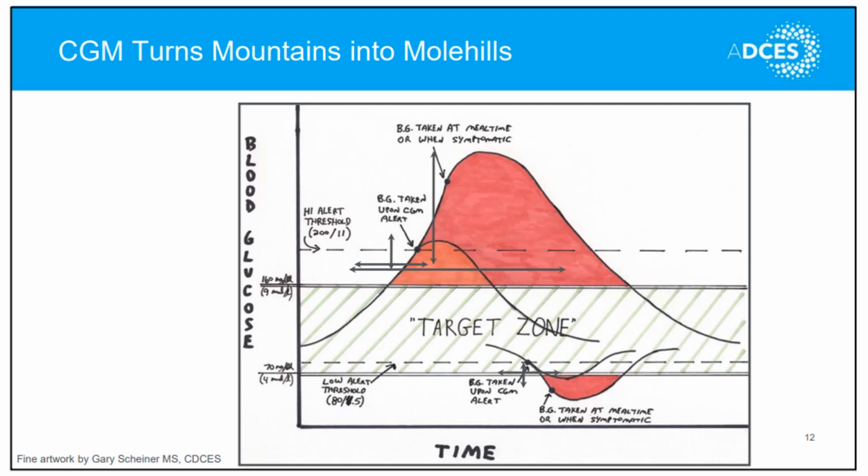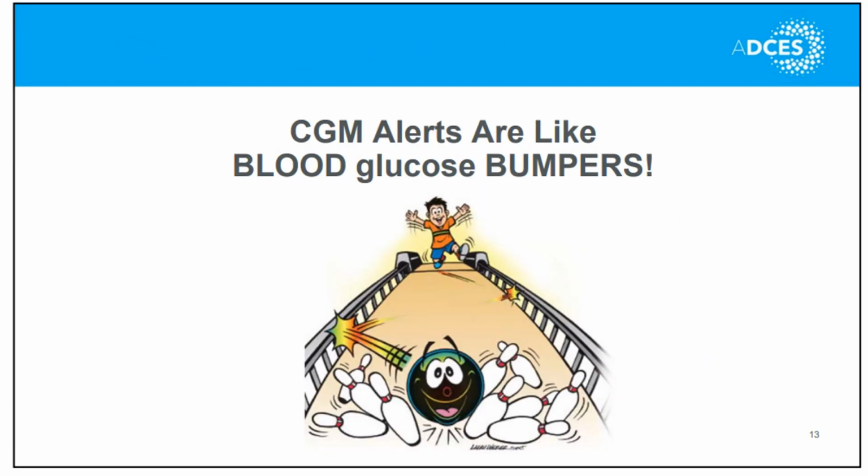But the alarms are really helpful for patients to respond quickly and treat highs or lows so that they can shorten the time in the high or low range. And a simple way of thinking about it is sort of like bumpers, keeping you in that range that is healthier.